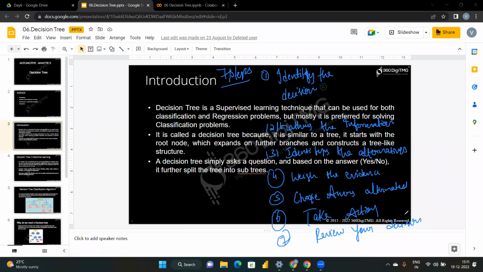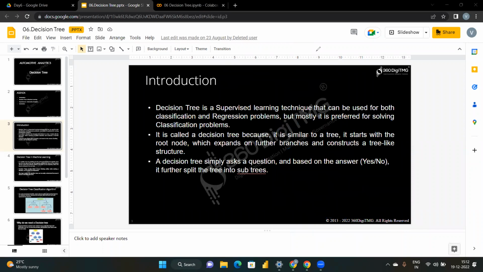So guys, the 7 steps which are very effective in decision making: first we have to identify what decision we are going to take, then gather the information, and identify the alternatives. We're going to weigh the evidence we have, choose among the alternatives, take the action, and review our decision. So these are the 7 steps involved in decision making. We'll be seeing the next concepts.